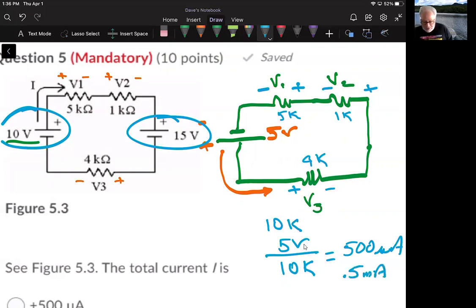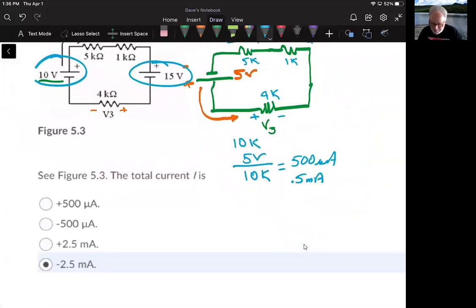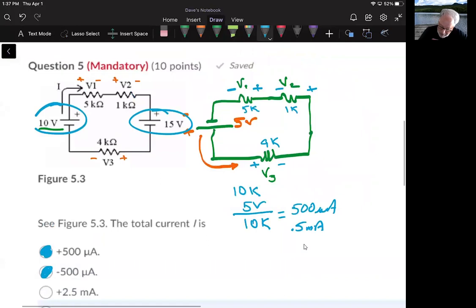Now, the question here is, do I say that that's a negative current or do I say that's a positive current? All right. Well, first off, I know the answer is either here or here. And so how do you know if it's positive or negative? Well, the best thing I can tell you there is just by the rules and the formatting of these types of things.